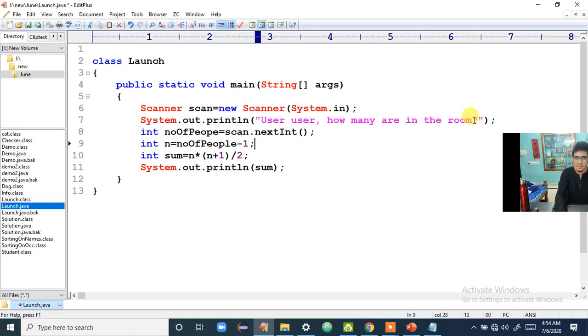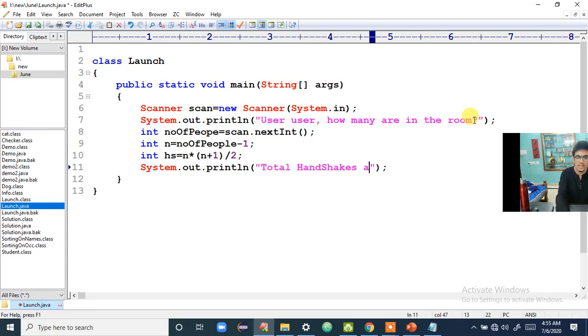As soon as I get my n value, I'll write int sum is equal to, or let's say handshakes, right? I'll write int hs, where hs means handshakes. So I'll print something to the user now. Okay, total handshakes, right?